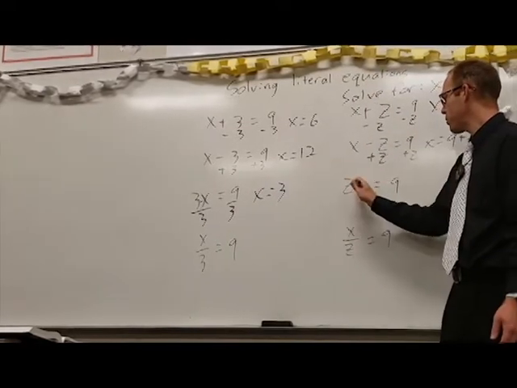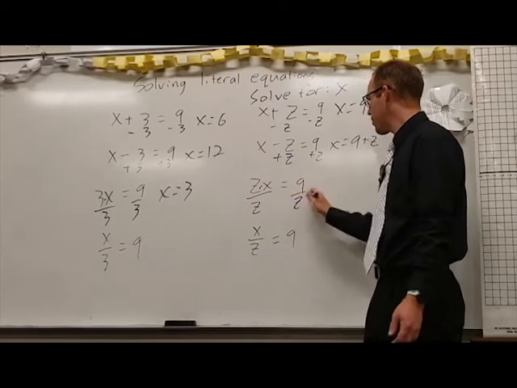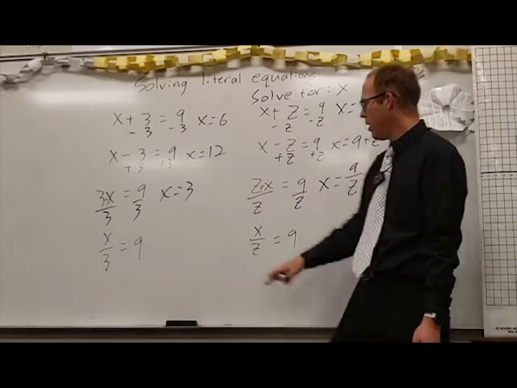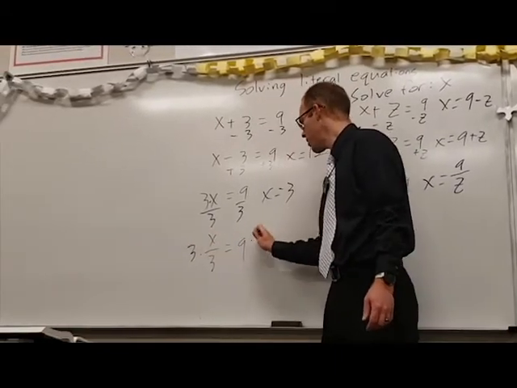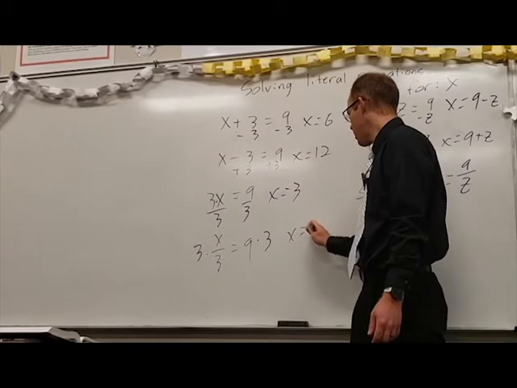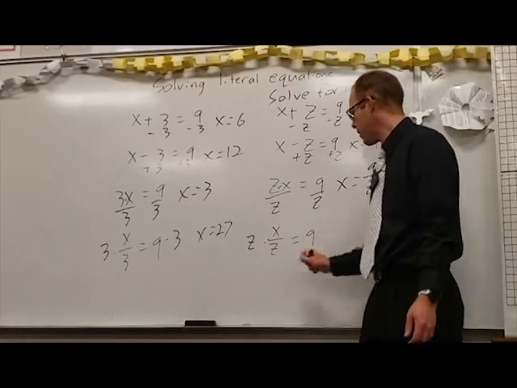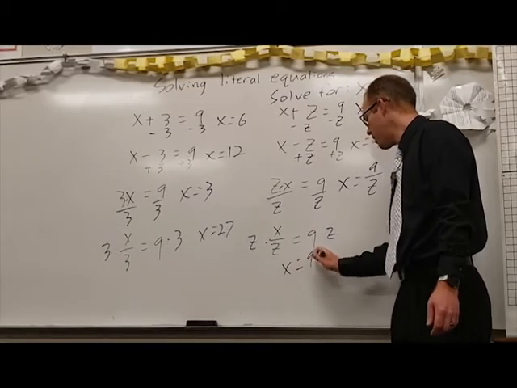Over here we have multiplication. So we're going to undo that with division. So that gives us x equals 9 divided by z. Here we have division. We're going to undo that using multiplication. We get x equals 27. Here we have division. We're going to undo that using multiplication. And we have x equals 9z.